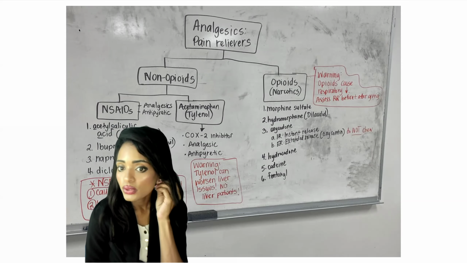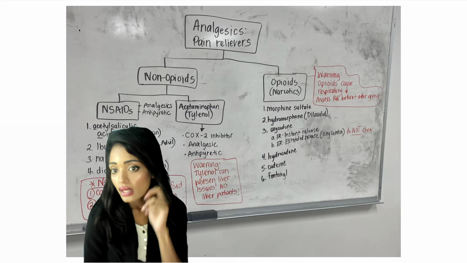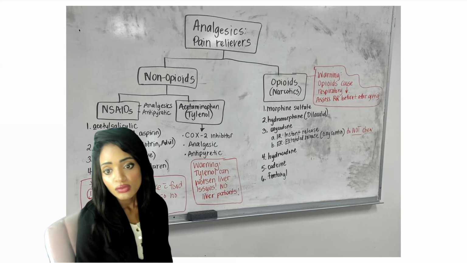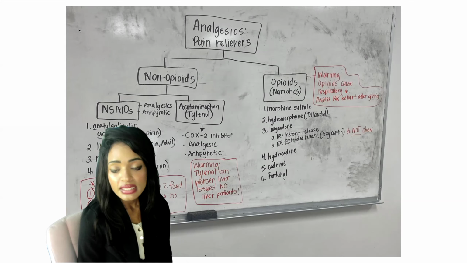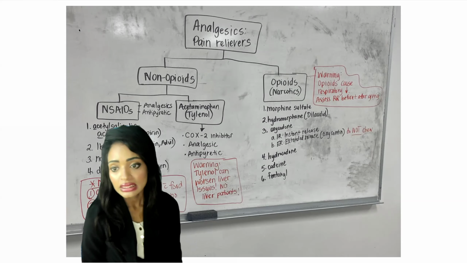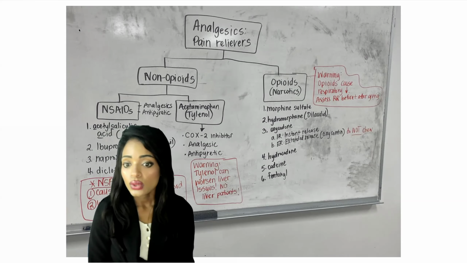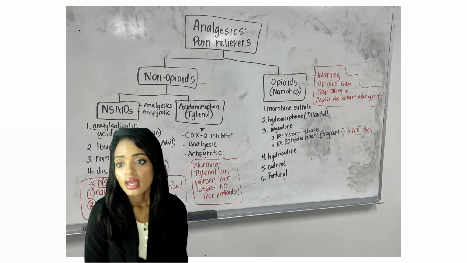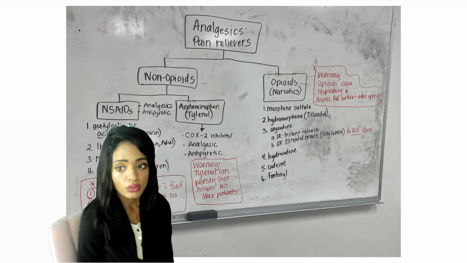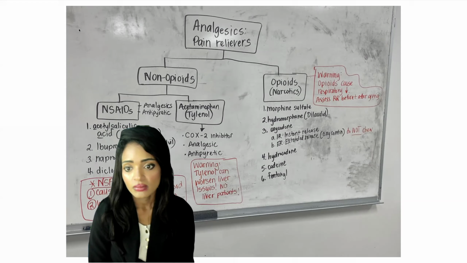Then we have our opioids, which are our narcotics: morphine, hydromorphone, which is Dilaudid, and oxycodone. You have instant release, IR, and then you have ER, which is extended release, which is Oxycontin. You have hydrocodone, you have codeine, you have fentanyl. And make sure you know that opioids can cause respiratory depression. So we always have to assess respiratory rate before and after giving them.